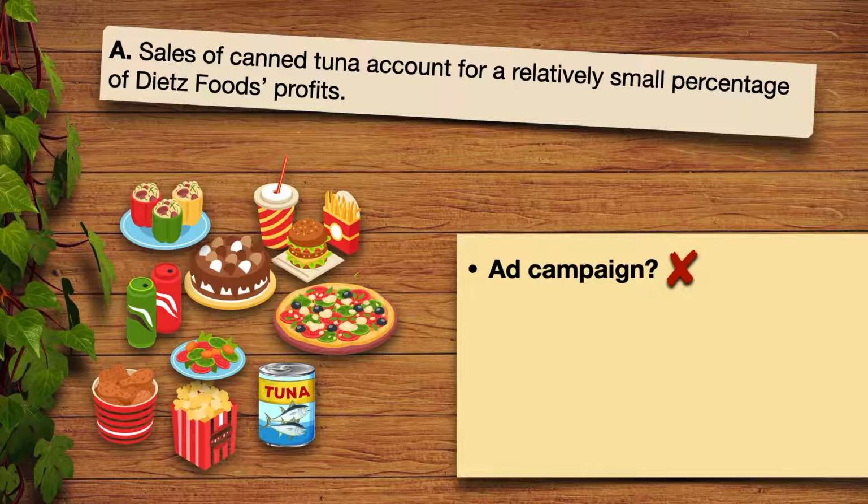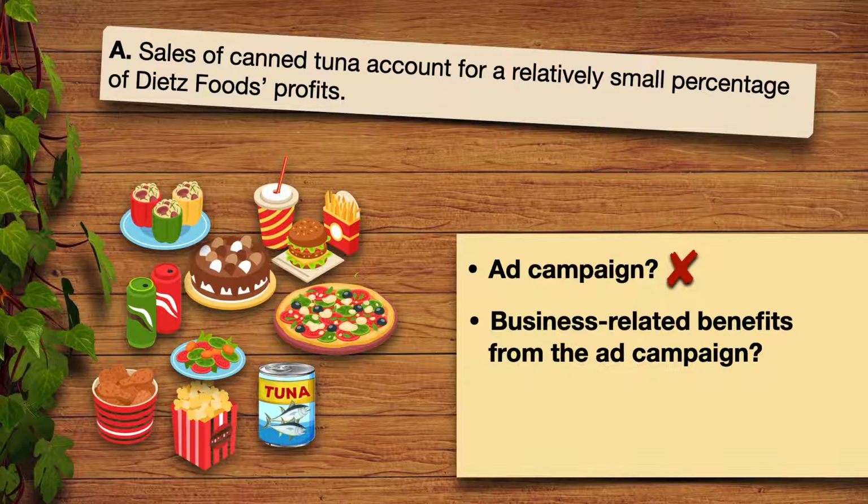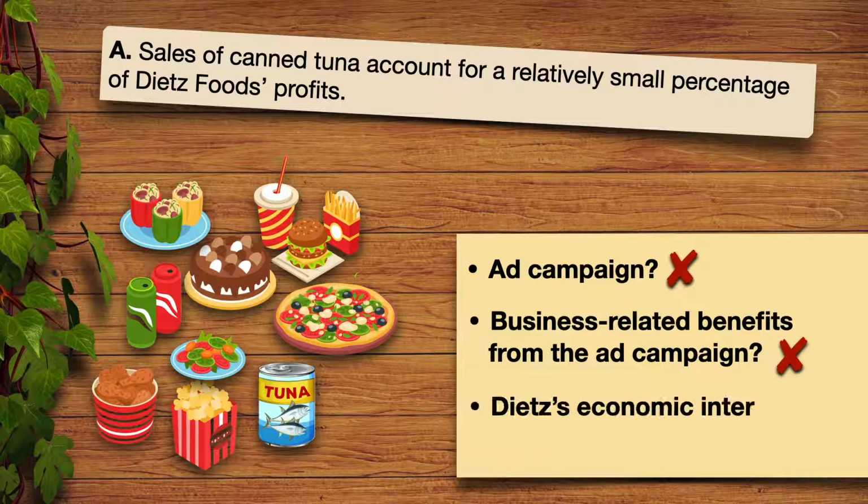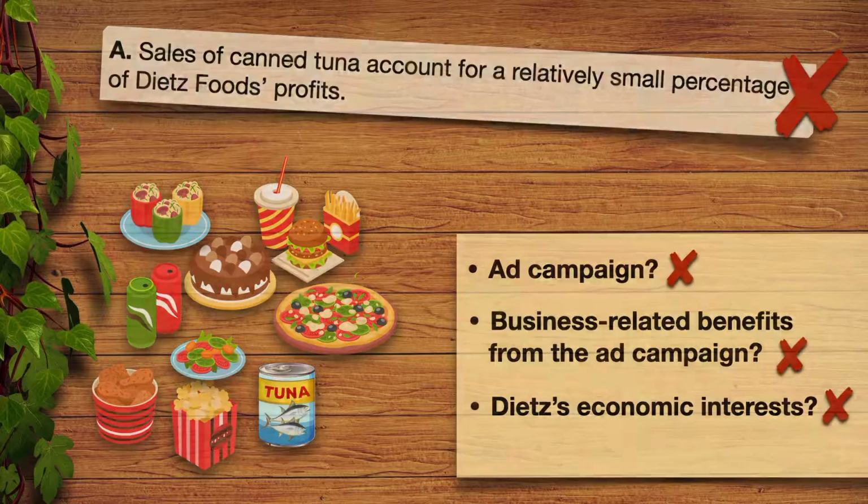Well, no, it doesn't. Does it talk about any business benefits for Diet's Foods from the ad campaign? Well, no, it doesn't. Does it help to prove that the campaign worked for the economic interests of the company, the high cost of the ad campaign notwithstanding? Well, as you can see in the option, there's no information about that, so no again. Well, then in that case, this is not the option that will help us weaken the argument. Let's take a look at option B then.